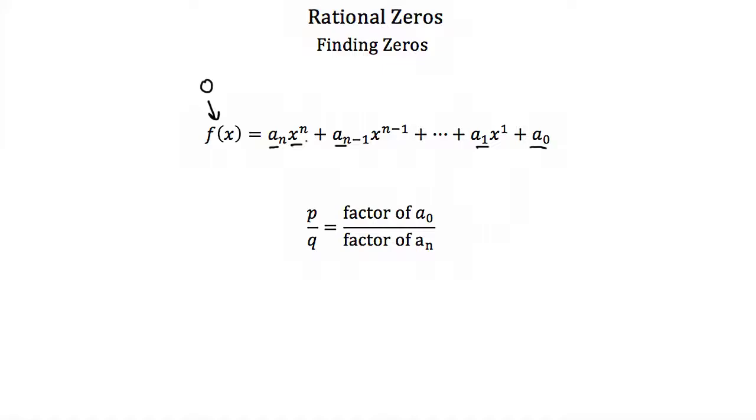then, are possibly represented by this formula p over q, where p is a factor of our constant and q is a factor of our leading coefficient. Now there may be other solutions to this function, but this will help us find the rational ones. It won't help us to find any imaginary numbers or anything like that, but at least we can get our rational solutions using this form.